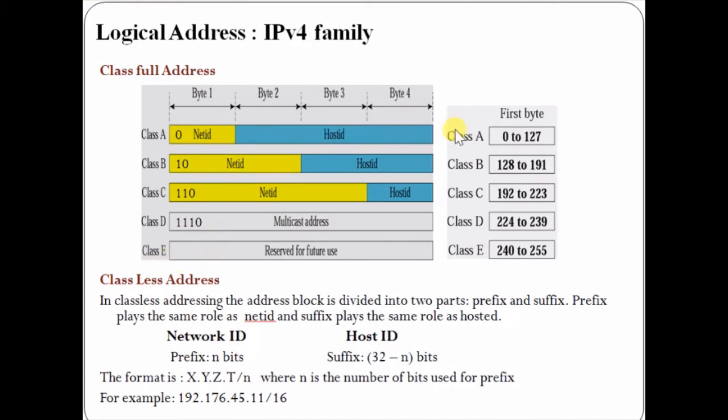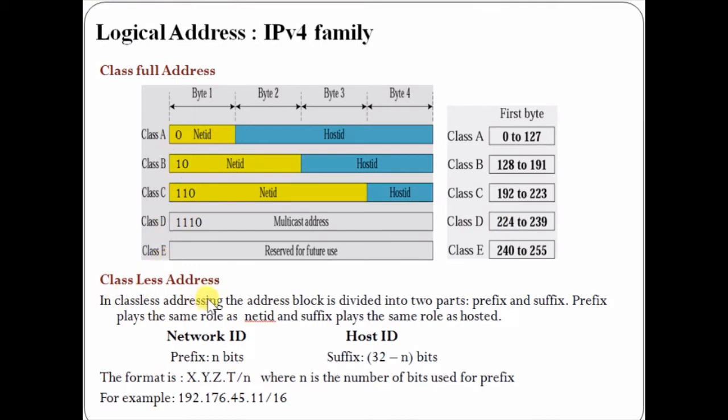Here, Class A addresses range from 0 to 127 as the network ID, 128 to 191 for Class B, and 192 to 223 as the network ID for Class C addresses. So whenever we get any IP address, if I check the first higher order bits and the value lies in this range, then we say it is a Class A address. These are the ranges specified for the different categories.